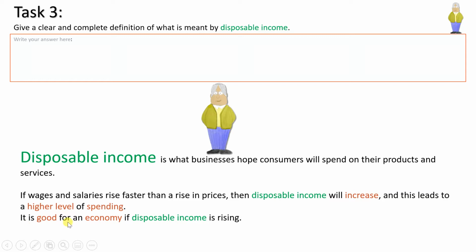It is good for an economy if disposable income is rising. So you've got the definition above in task 3, and now you've got an explanation here of why we like a high disposable income. We all like it personally, and it's good for the country as a whole.